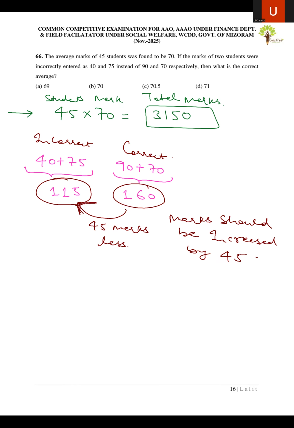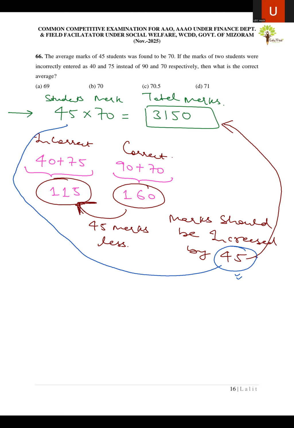So what we can do, we can just add this 45 in these total marks. All right. And then again divide it. But you don't have to do this. The simple thing is, as they are asking us to find the correct average, so you can see this 45 more marks are to be distributed among how many students? Among 45 students. All right. If 45 marks are to be distributed among 45 students, one student will get how much?